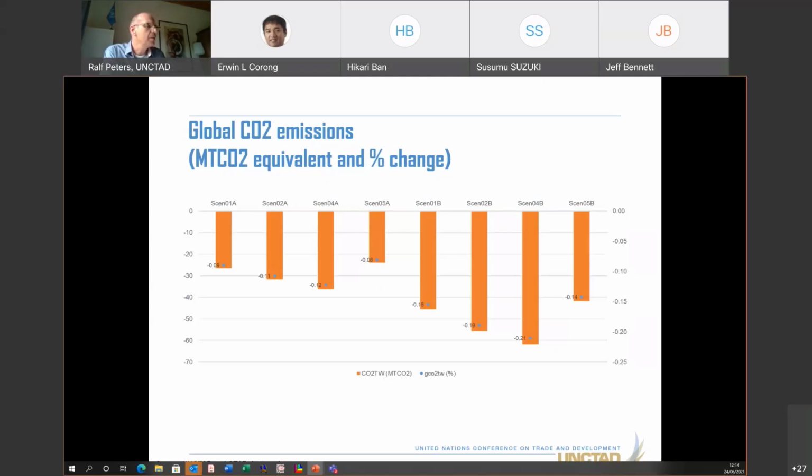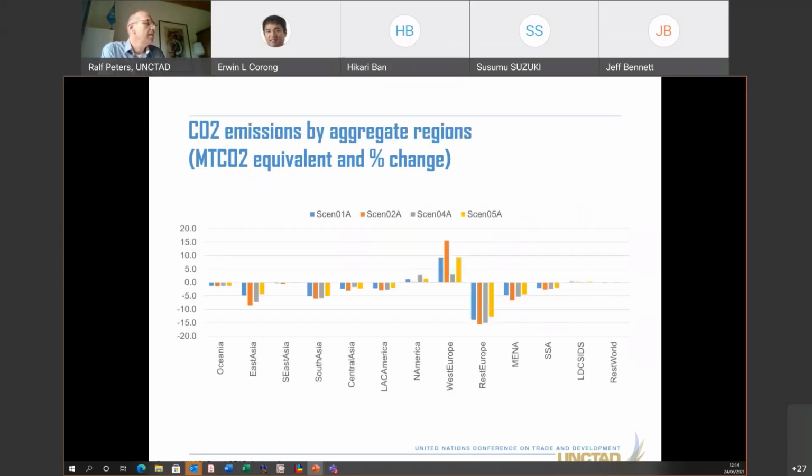All the scenarios with the price of $88 have higher savings in CO2 emissions, and the results correspond more or less to 75 or 80% of the scenarios under A, where we assume the price of $44. How do the emission reductions distribute among broader regions?